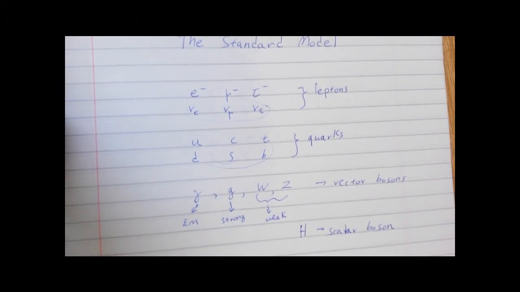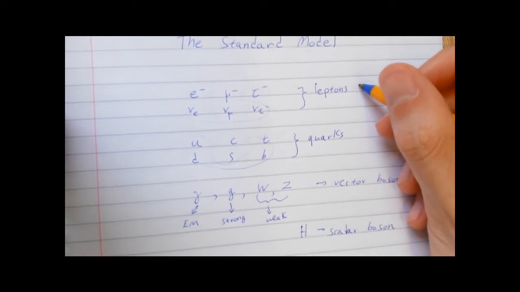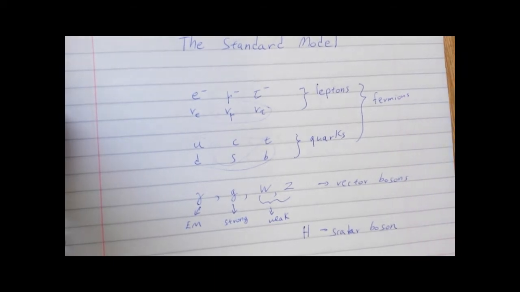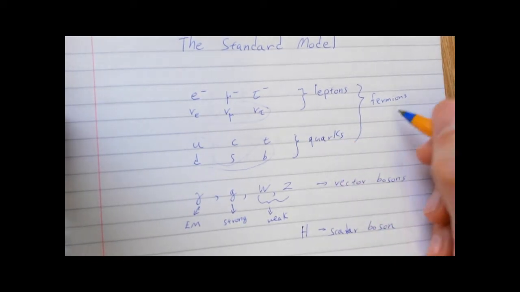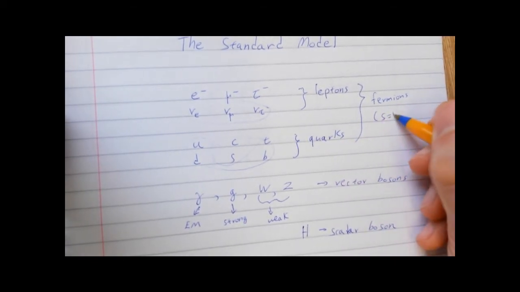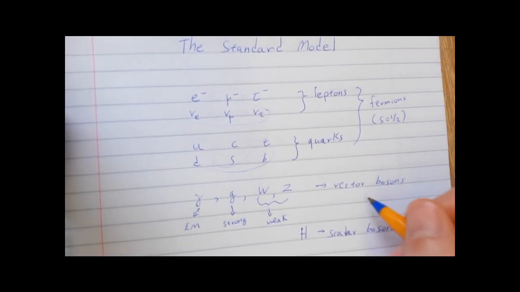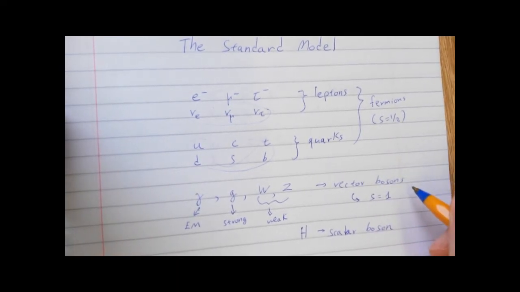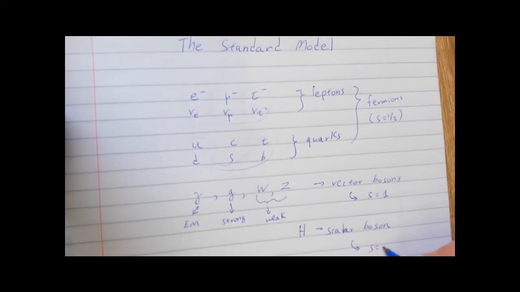Okay, let's talk a bit more about those particles. The leptons here and the quarks are fermions. Fermions are particles which have half-integer spin. So in this case, all 12 of them have spin half. Vector bosons have spin equal to 1. A boson is a particle with an integer spin. And the Higgs has spin equal to 0. That's why it's called scalar.